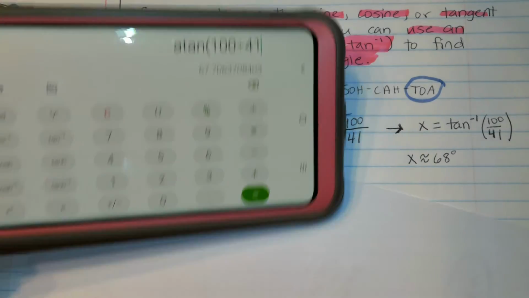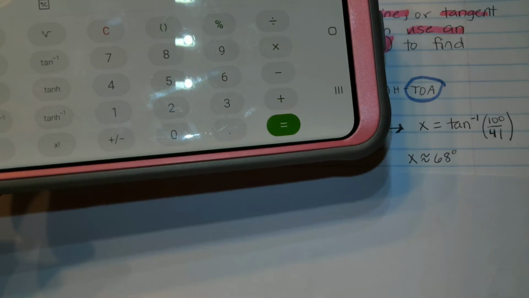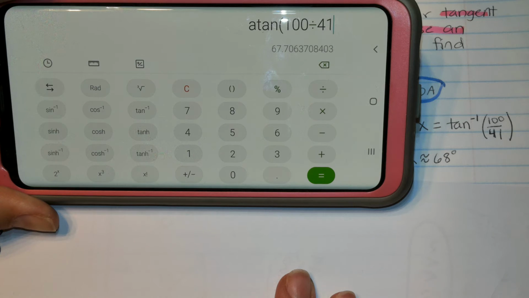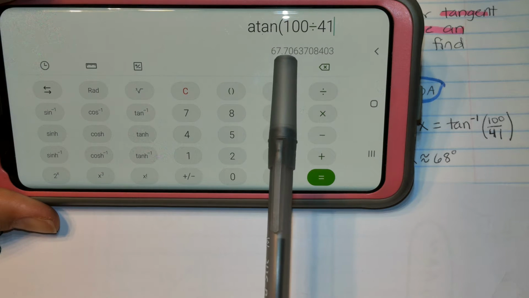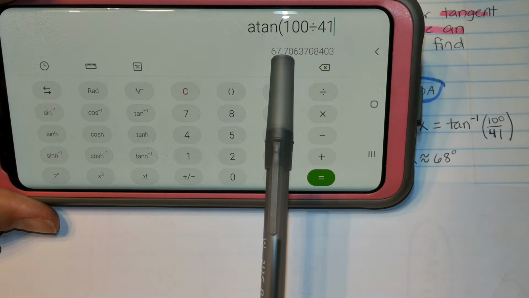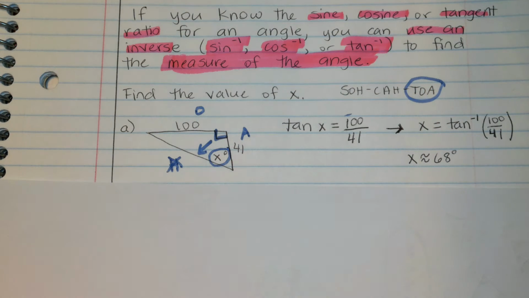So again, round to the nearest whole number, the nearest whole degree, which would be 67.7. So round it up because it's a 0.7. If it's 5 or above, you round up. Okay.